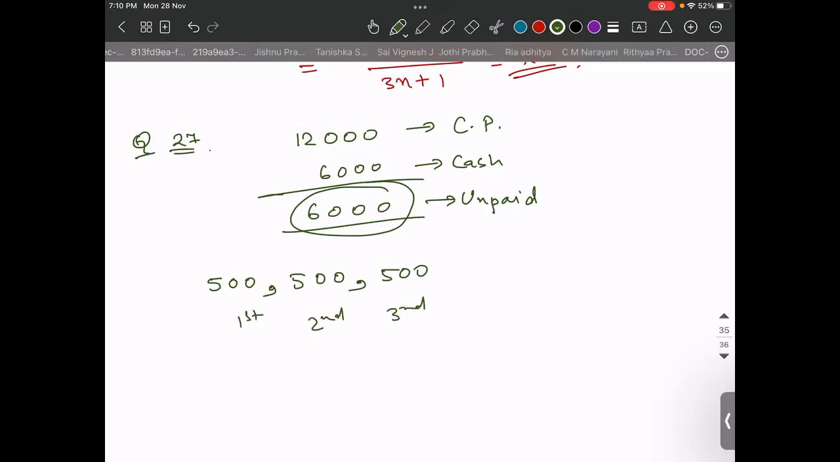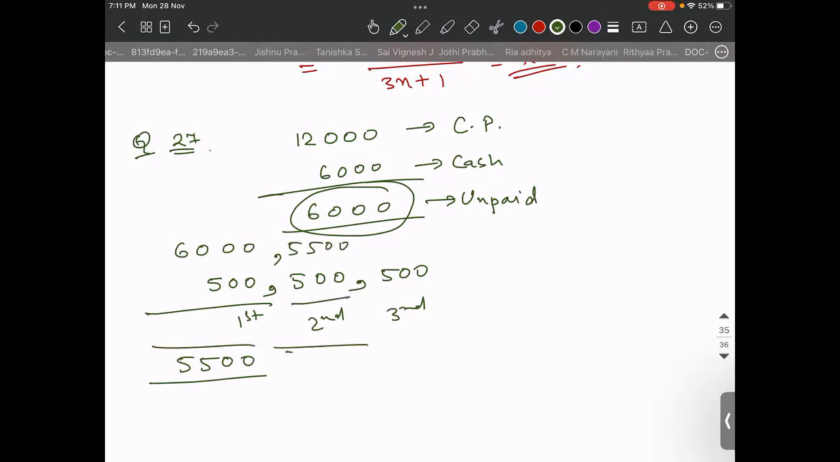And the balance, see, the amount was originally how much? 6,000. He paid 500 rupees. So how much is it? 5,500. Now 5,500, he paid again 500. So how much is it? See, every month, again this will be 5,000, right? So like that, he'll be paying the money. Again, 5,000 minus 500, how much will it be? 4,500. You see the series here?